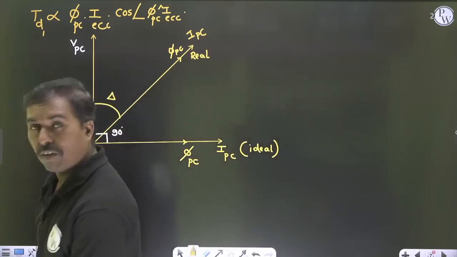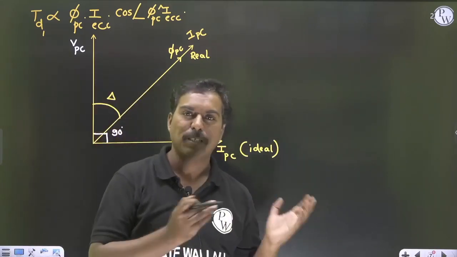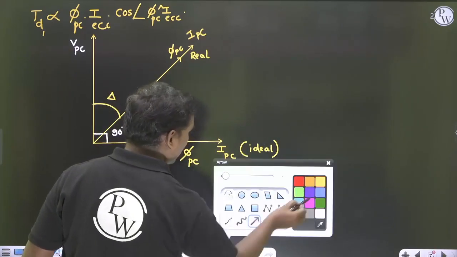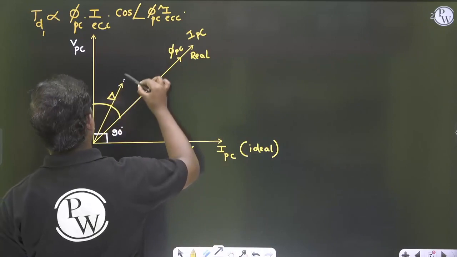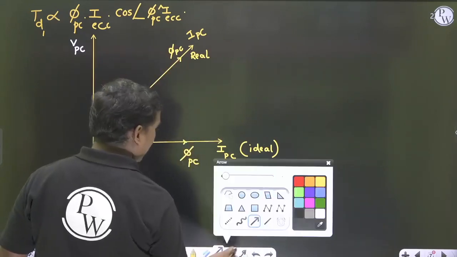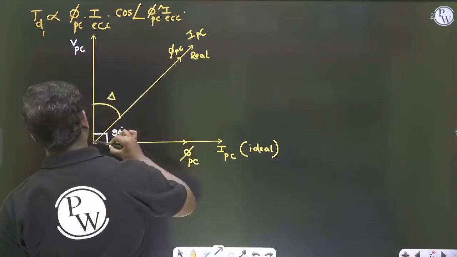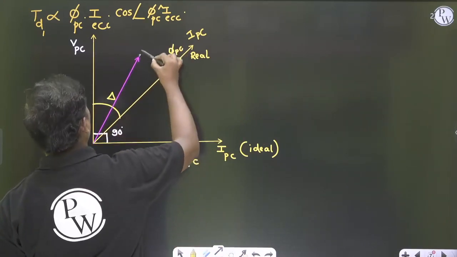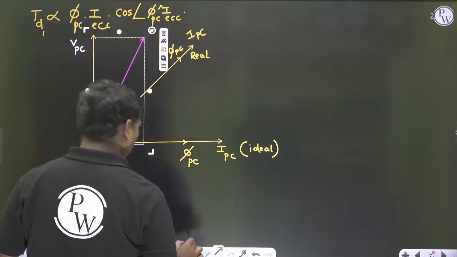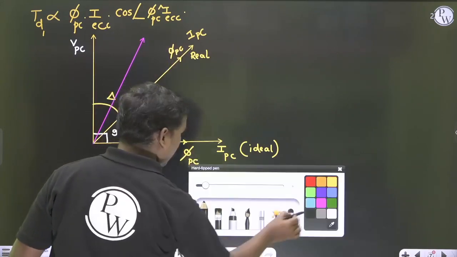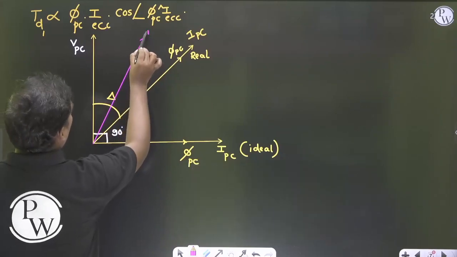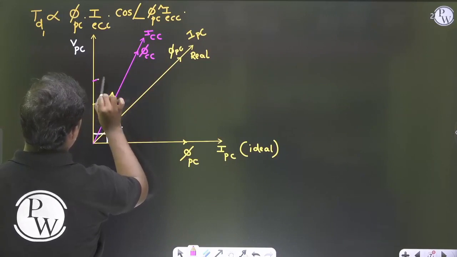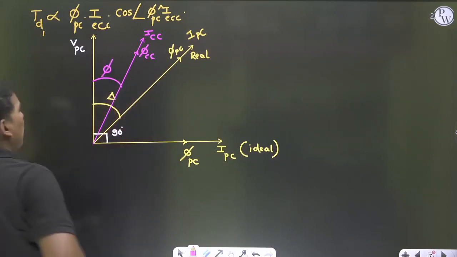And now we need a power factor angle, power factor always between the pressure coil and the current coil. So now if I draw the current passing through the current coil, let me take another color, so this is the current passing through the current coil, and it creates flux in the current coil, and this particular angle is nothing but the power factor angle phi.